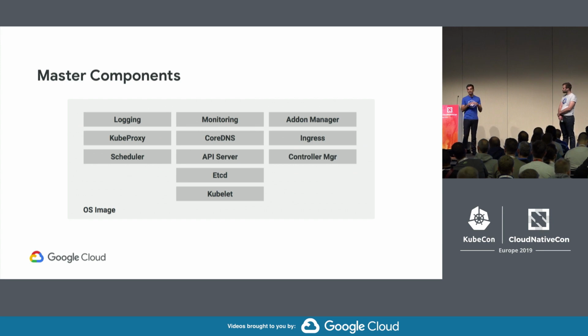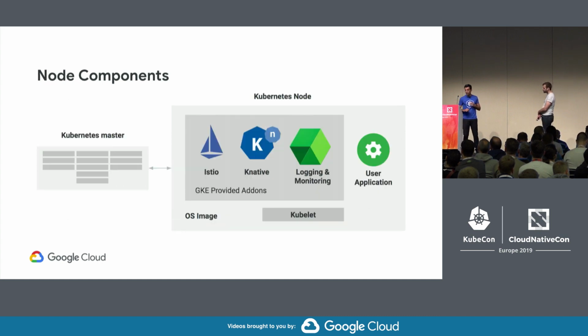We run more than 50 different components in the master. This is just a sample of the things that we are running in the master. They include the obvious things like API server, etcd, kubelet, core DNS, ingress, and others. We also manage the software that runs in the node. The node is where your application is actually running, but we also manage the software that runs on the node. That includes the operating system image, the kubelet, and other add-ons that run on the user project, namely Istio, Knative, and other components for logging and monitoring.